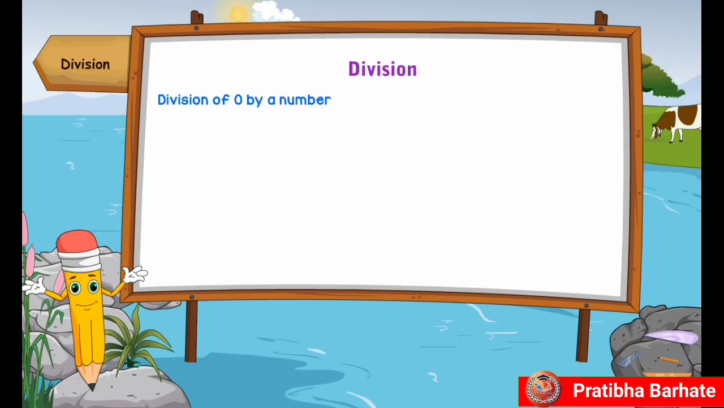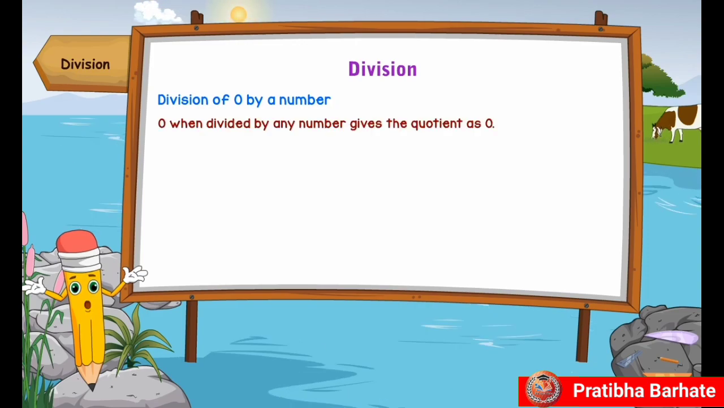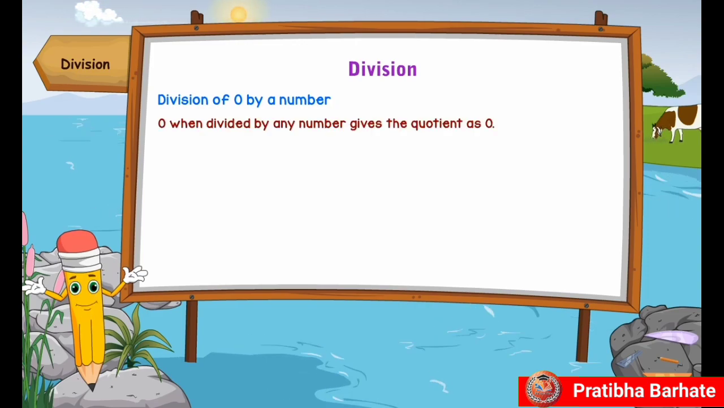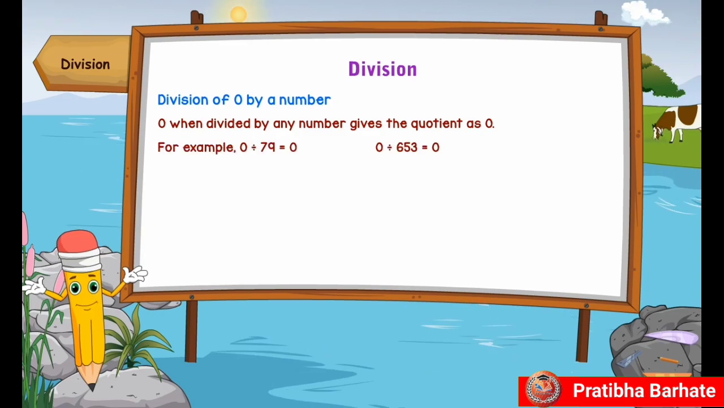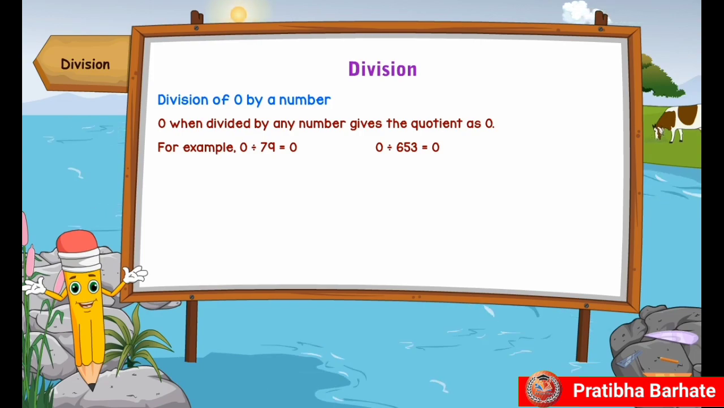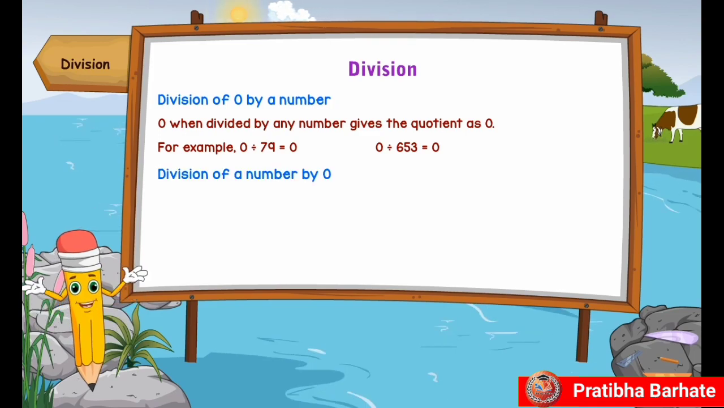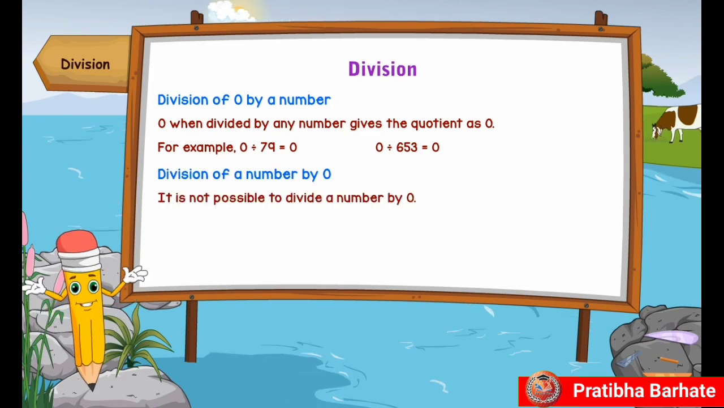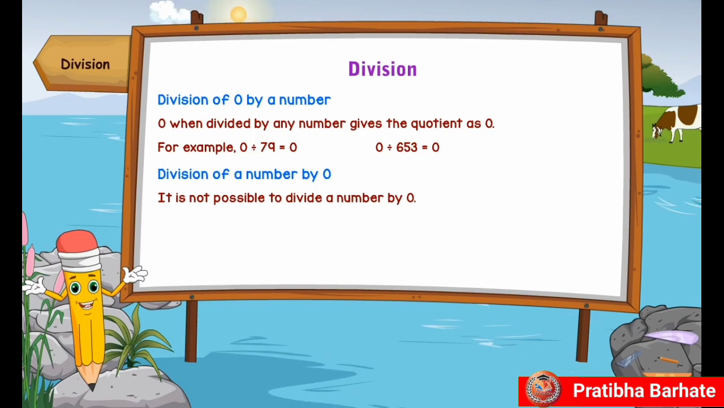Division of 0 by a number. 0 when divided by any number gives the quotient as 0. For example, 0 divided by 79 is equal to 0. 0 divided by 653 is equal to 0. Division of a number by 0. It is not possible to divide any number by 0.